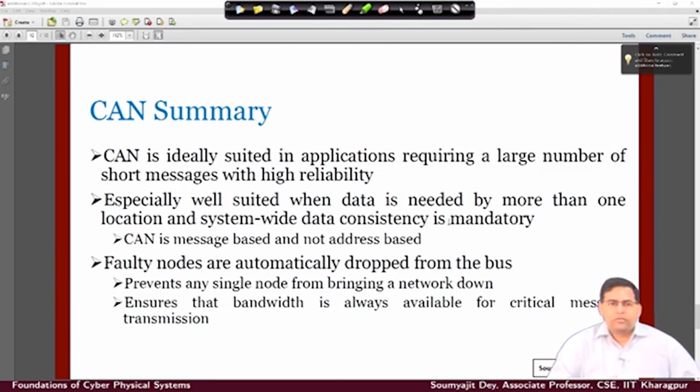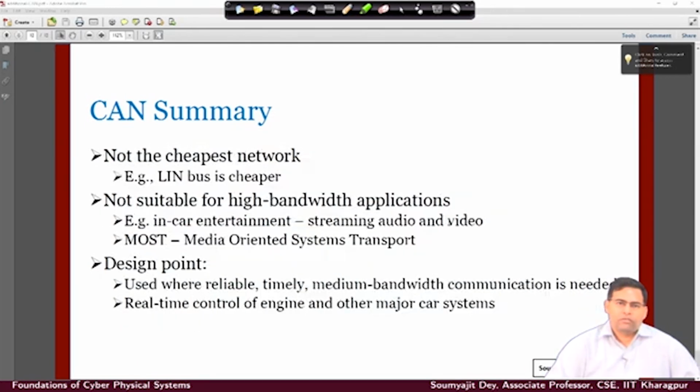And faulty nodes get automatically dropped from the bus because of that error based protocol. We saw that the nodes keep a count of how many errors they have faced, and in case the count is high, they will first transmit error flags. Then they will go from an active to a passive mode, where the error flag will change, and finally they will go to a bus off mode, where they will wait till their error counts go further down.